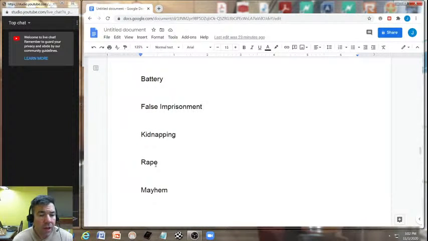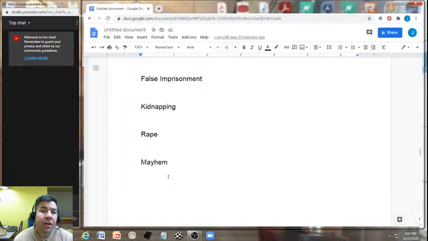Okay, now down to mayhem. Mayhem is a permanent disfigurement of the victim's person. Action by the defendant that permanently disfigures the victim's person.